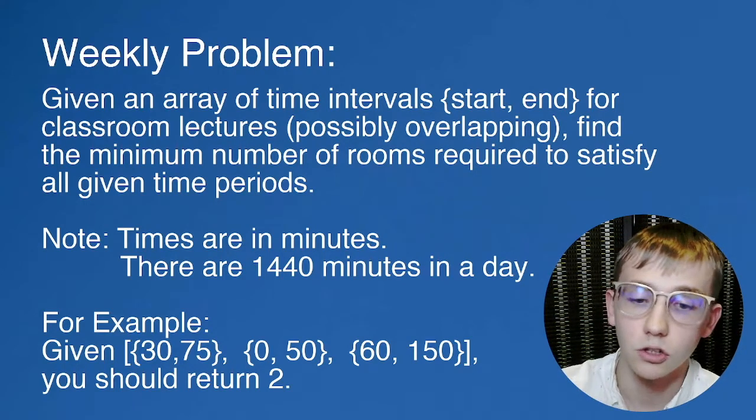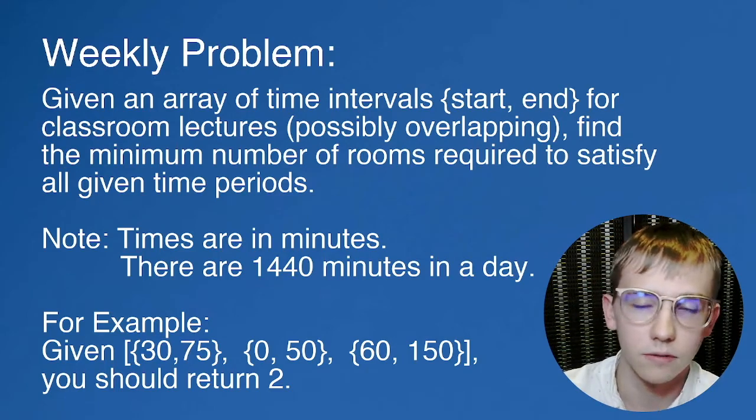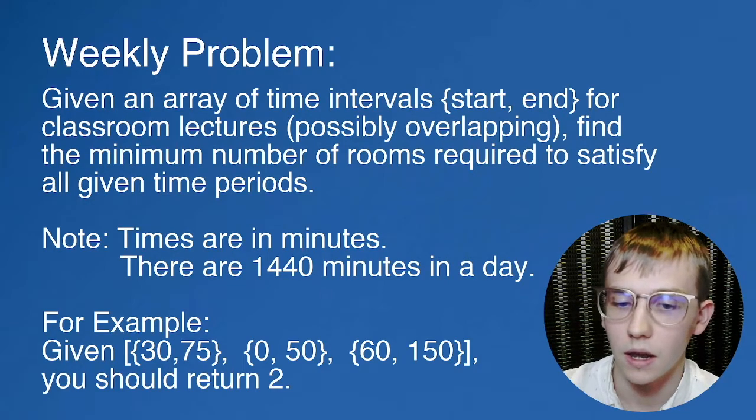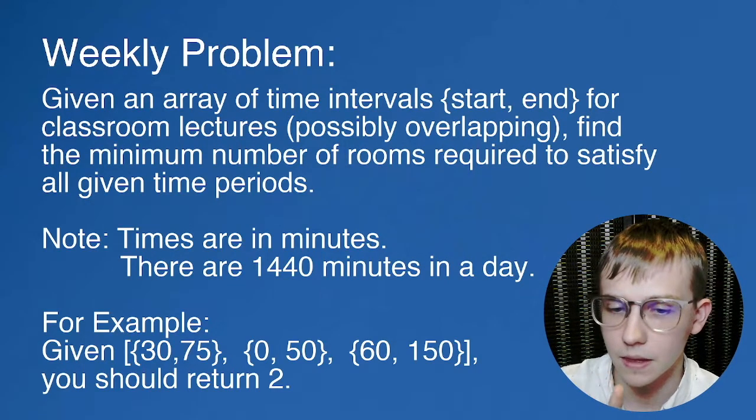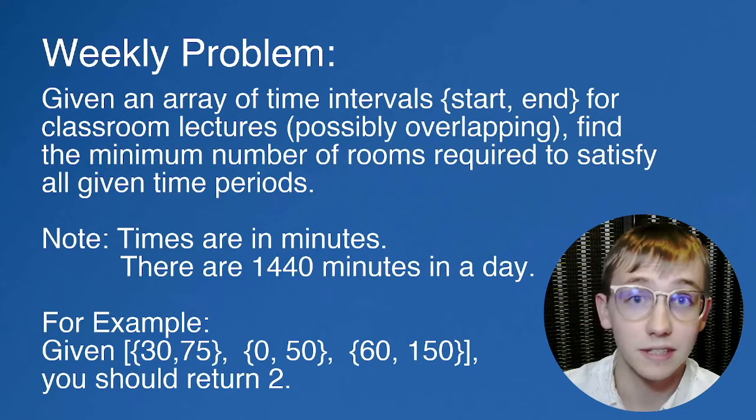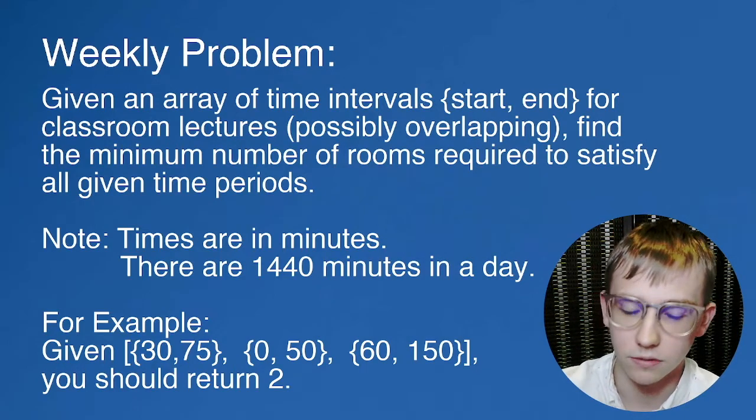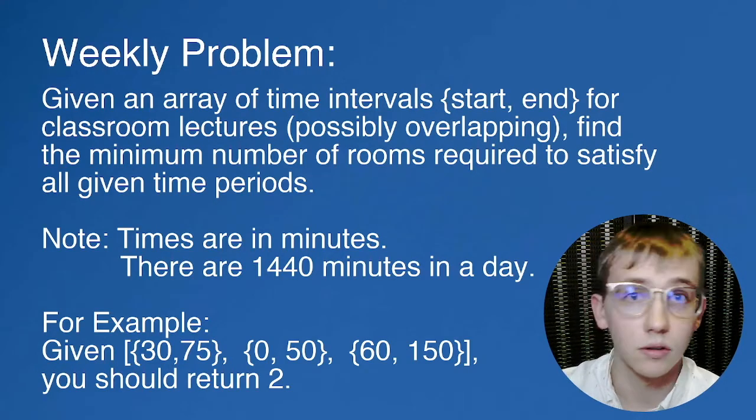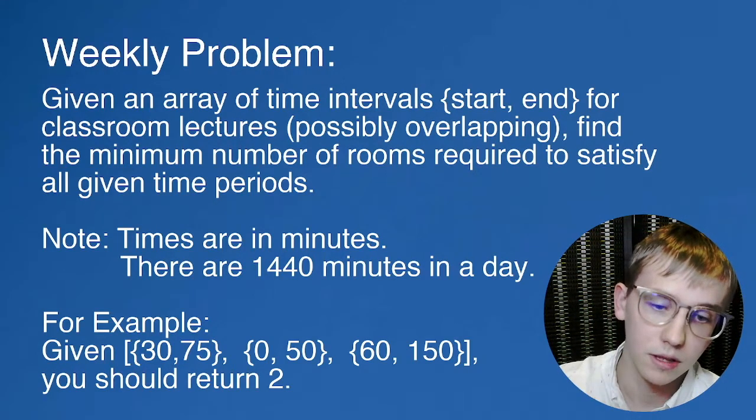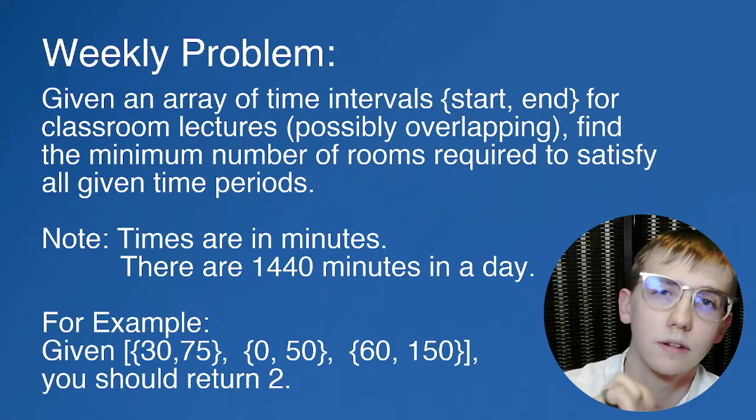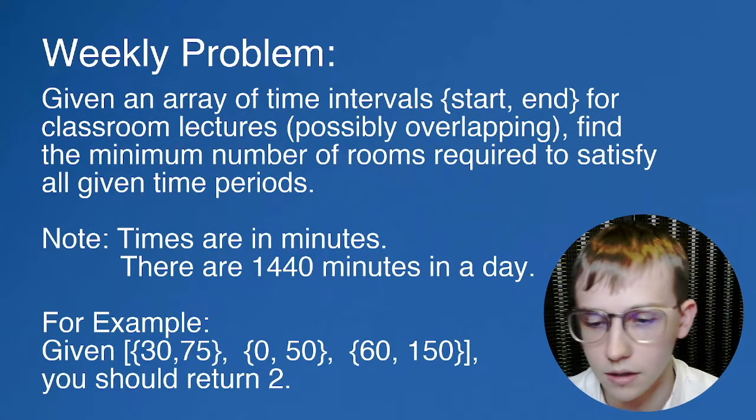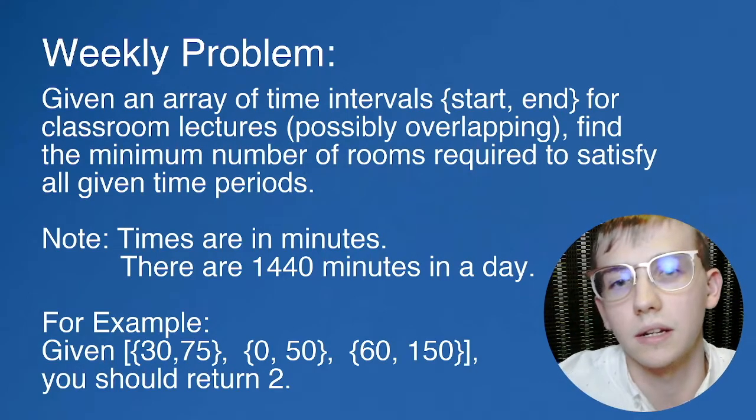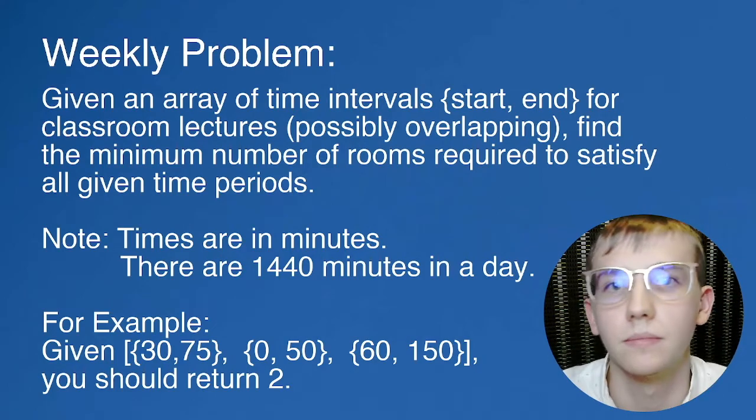Then shortly after 30 to 75 starts, the 0 to 50 will end, and you'll only have one classroom running. But shortly after that, the 60 to 150 starts, and you'll have two classrooms running again. Shortly after that, the 30 to 75 ends, you'll have one classroom, and then the 60 to 150 ends, and you'll have 0 classrooms again. So the maximum number of rooms you needed for that entire time was 2.